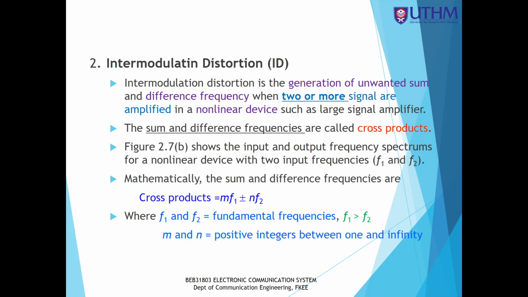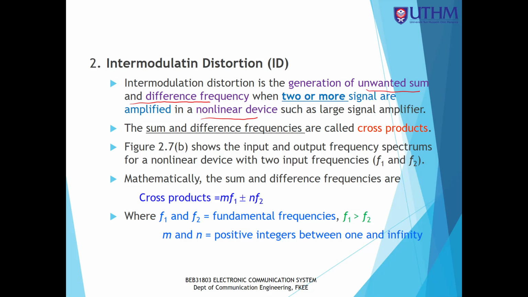So the next correlated noise is what we call the intermodulation distortion. Okay, tadi mula-mula kita lihat berkenaan dengan harmonic distortion. Now it is about intermodulation distortion. So you see that it is the generation of unwanted sum and difference frequencies when two or more signals are amplified in a non-linear device, such as a large signal amplifier.